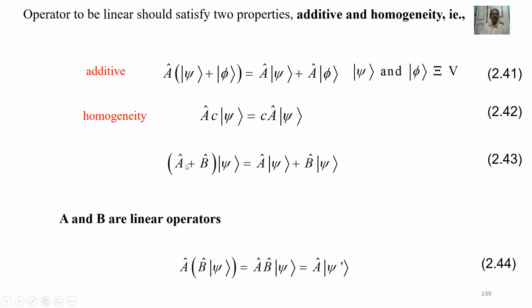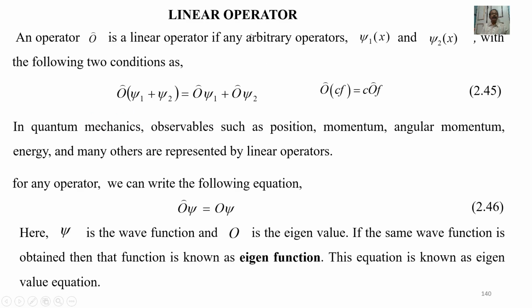Similarly, if you have two operators, A and B, then A plus B operating on psi will give us A operating on psi plus B operating on psi. So they come under linear operations. Here A and B are linear operators. And A operating on B psi is equal to AB together operating on psi. Of course, B operating on psi will give us psi prime, which you have seen earlier. So we can write this equation as A operating on psi prime. Linear operators.